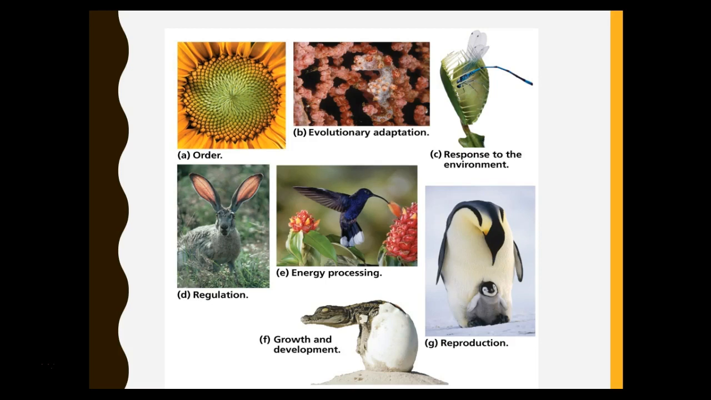They contain order in some ways, so they're ordered in symmetrical ways, asymmetrical ways. They have evolutionary adaptation. They have responses to the environment. They undergo regulation internally and externally. They process energy. They reproduce, and they grow and develop.